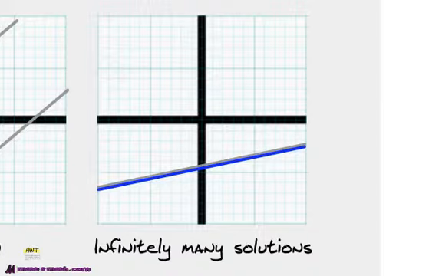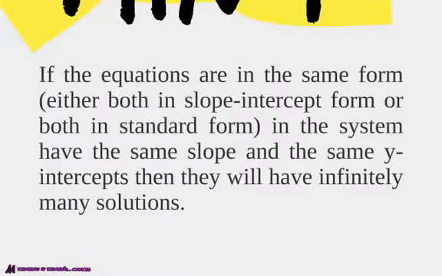Well, really, these are the same line, aren't they? You stack them up on top of each other. It's kind of hard to show that, but they are stacked right up on top, and they equal each other. So again, with this one, if you put them in both slope-intercept or in standard form, in slope-intercept form, they will have the same slope and the same y-intercepts. Duh, right? They're the same line. So, if they have the same slope and same y-intercept, they will have an infinite amount of solutions.